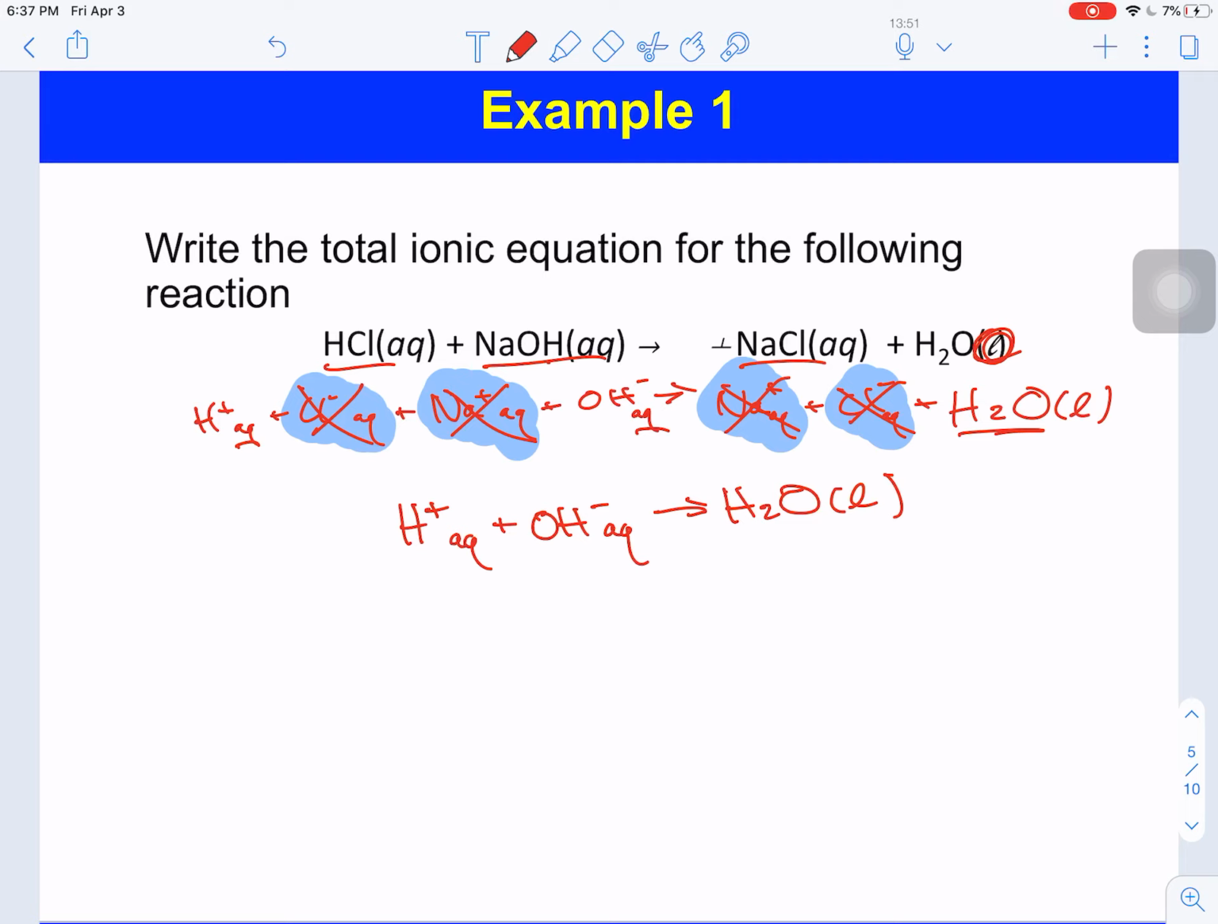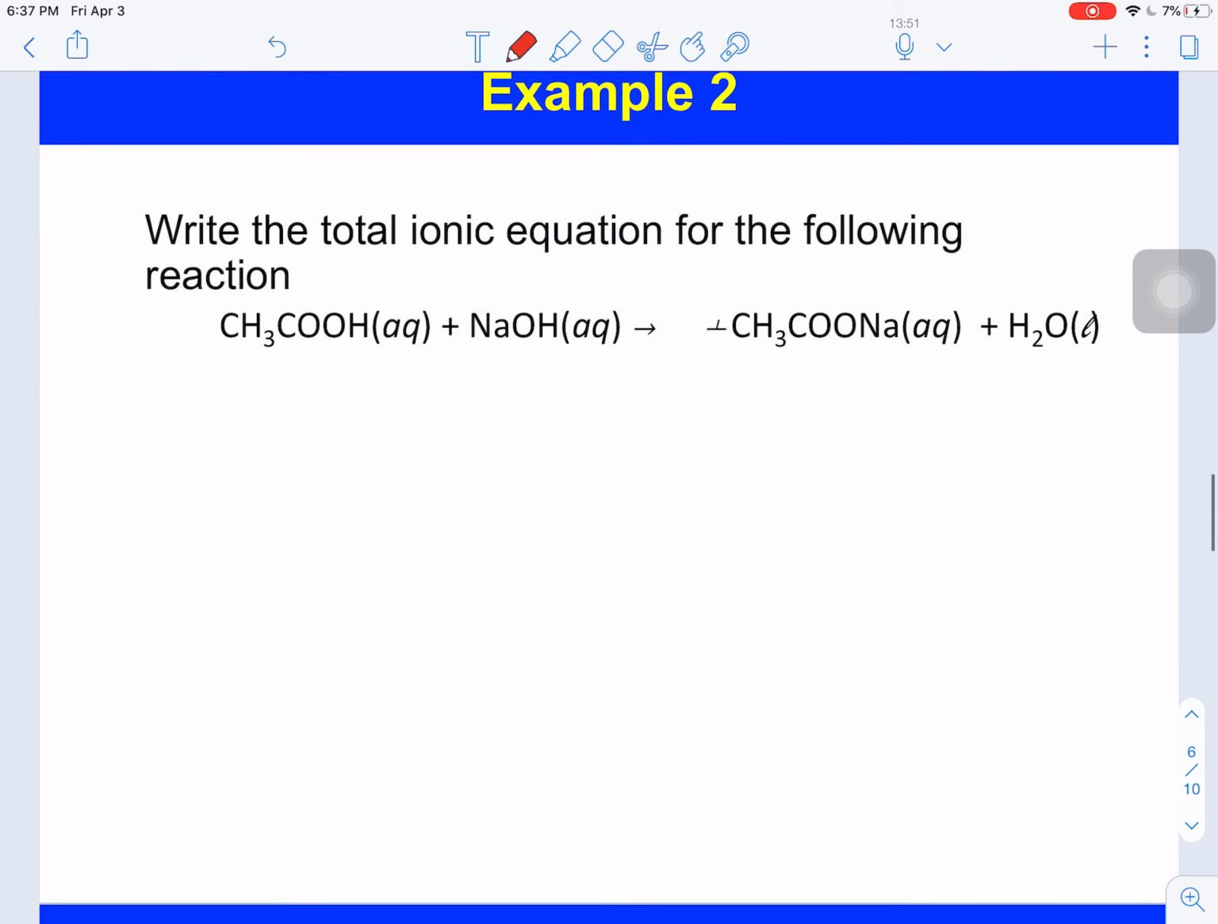You're just splitting it apart, getting rid of the things that don't change, and then rewriting it in a nice, easy way. So this is your net ionic equation. And this was my total ionic equation. So this was total before I started crossing everything out and got it all messy. But when you have all these ions written out up here, that is your total ionic equation.